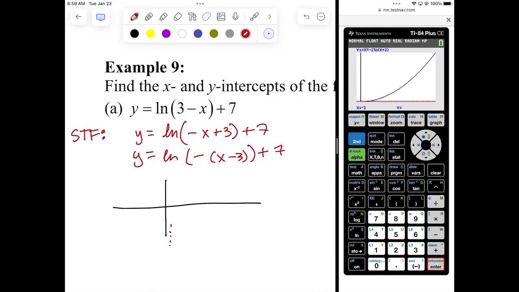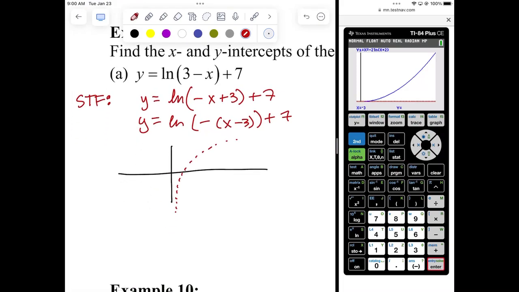Here's what the natural log of x looks like. What does the negative in front of the x do to that graph? It reflects it across the y-axis. So now it moves to the left of the vertical asymptote and it's decreasing. What does the minus 3 do? Moves it right 3. So the vertical asymptote, which was at 0, is now where? At 3. So I'm going to draw my new vertical asymptote.